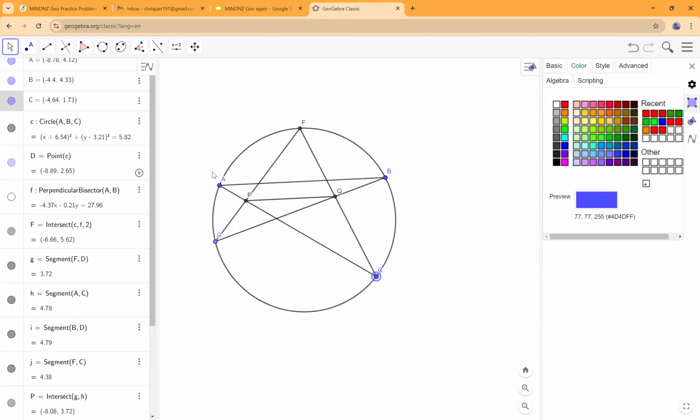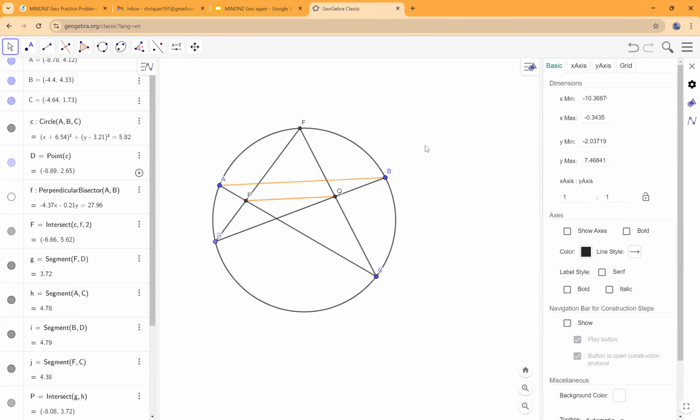You connect up DF and AC, you get point P. Then you connect DP and FC, and you get point Q. And that's very similar to what we had before, where we're trying to prove that, I'll color them this nice orange color again, these two orange segments or lines are parallel. Okay. So how to do that, right?